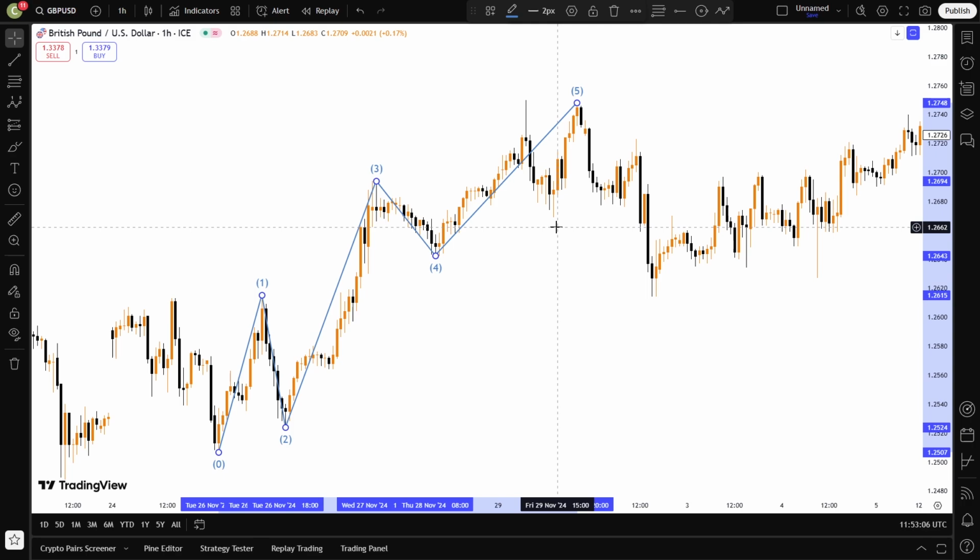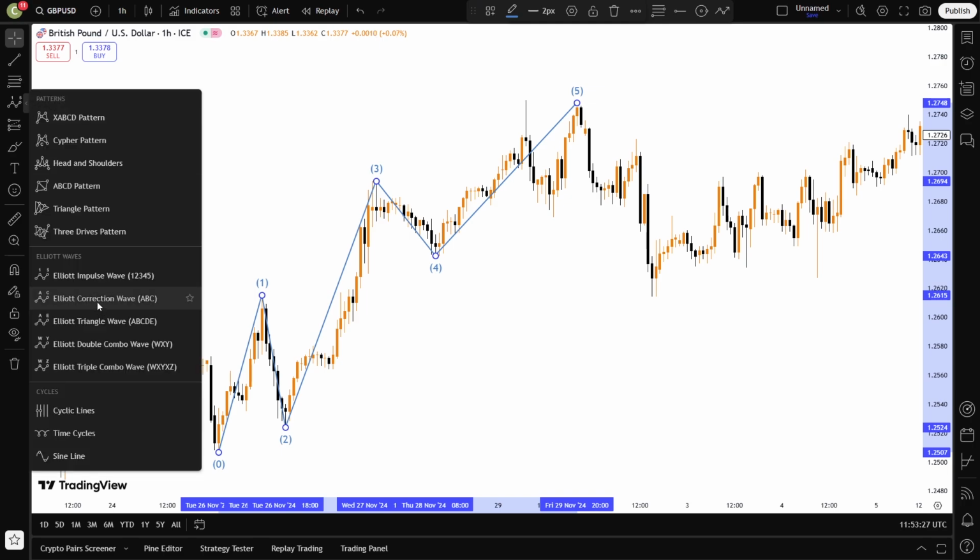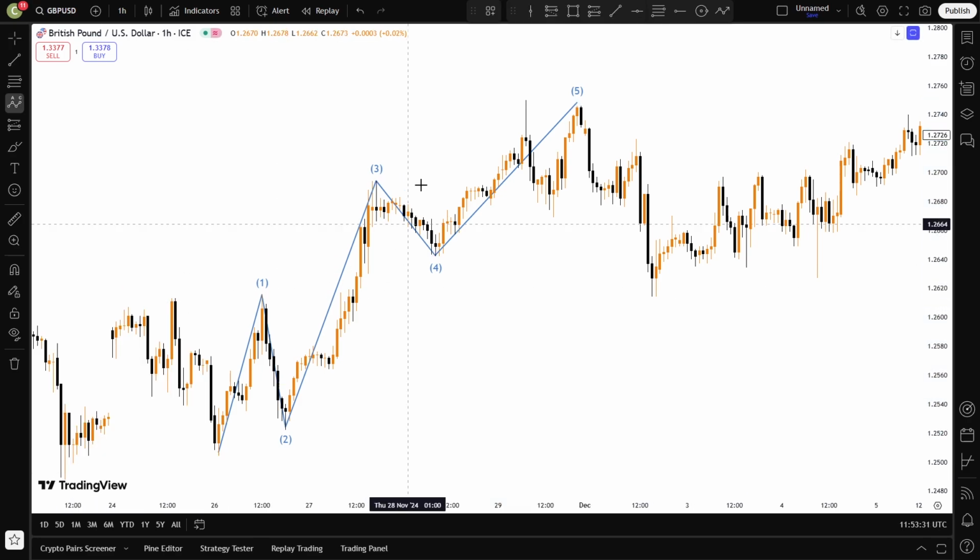Now after this is where the Elliott Correction Wave comes in. The Elliott Correction Wave is a 3-wave counter trend move that comes after a 5-wave impulse. It's labeled ABC, and in this example, as you can see with the tools, you have the Elliott Correction Wave here labeled into brackets ABC. As you can see here, this was a correction before the market continued again.